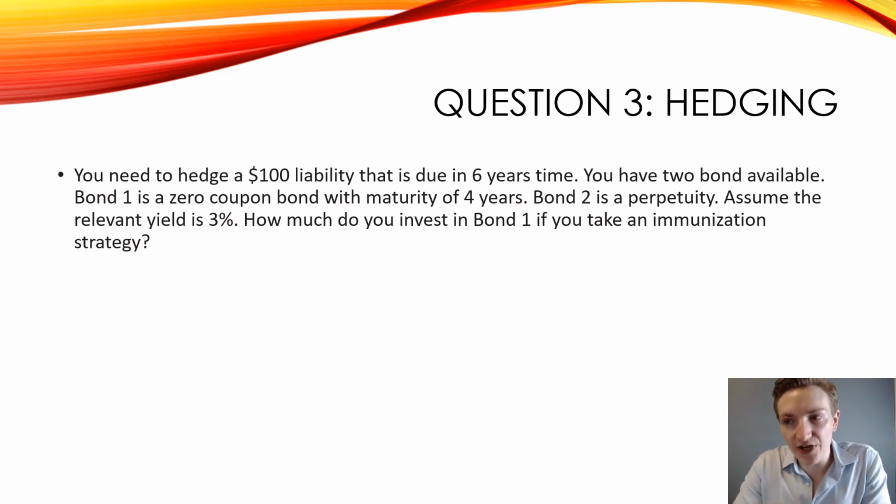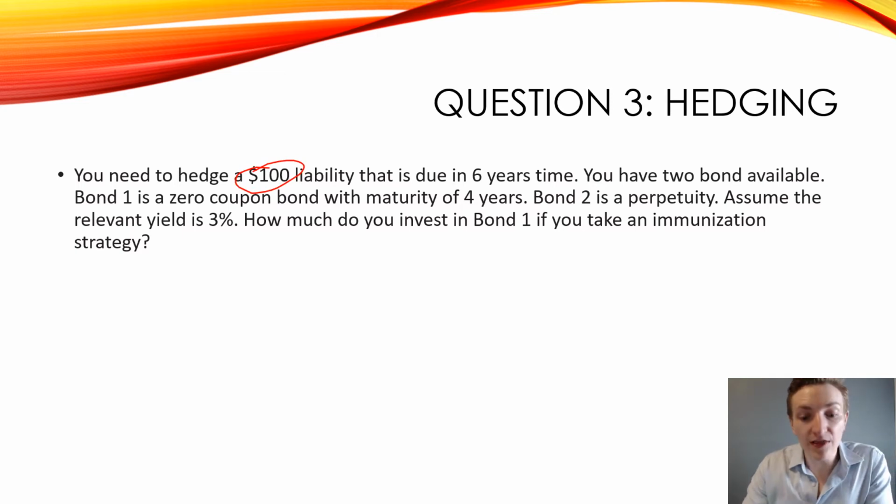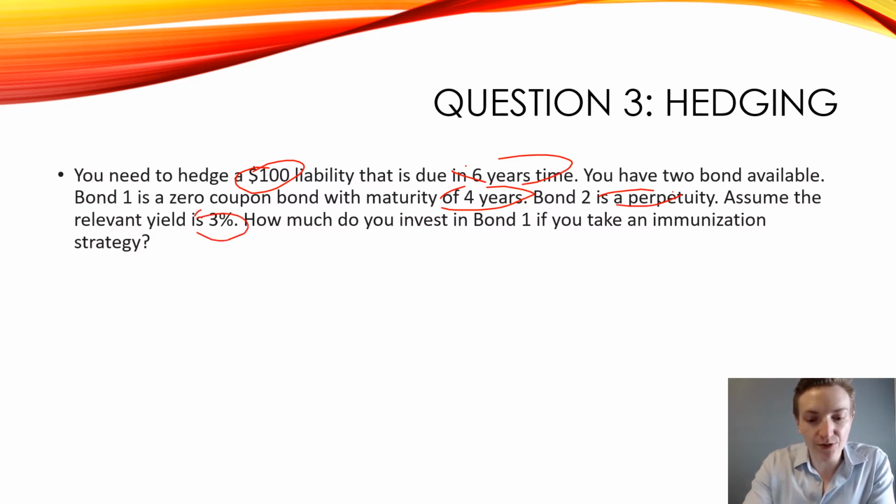The next one pertains to hedging. It says here, you need to hedge a $100 liability that is due in 6 years' time. You have two bonds available. Bond 1 is a zero coupon bond with 4 years maturity. Bond 2 is a perpetuity. Assume the relevant yield is 3%. How much do you invest in bond 1 if you take an immunization strategy?